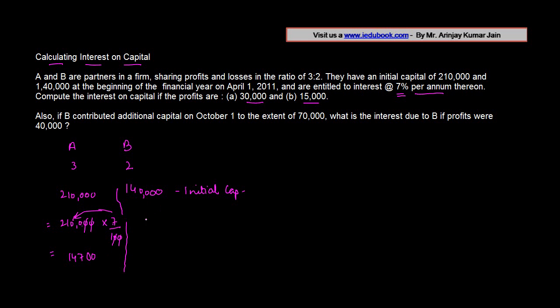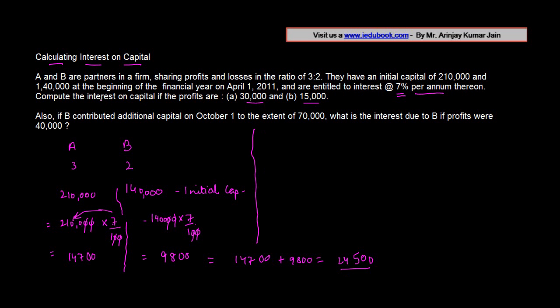How about B? It's again going to be the same, 1,40,000 into 7 divided by 100. 7 times 4 is 28, 2 carry. 7 times 1 is 7, plus 2 is 9. Now if you see the total of these two, how much is that? This will be 14,700 plus 9,800, which is 24,500.